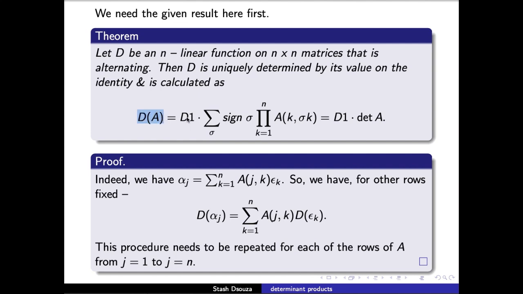And if d is any arbitrary function that does not send the identity to 1, then we will need to account for that by multiplying by d evaluated at 1. That completes the proof for this formula for computing arbitrary n-linear alternating functions, and in particular, most importantly, the determinant function.